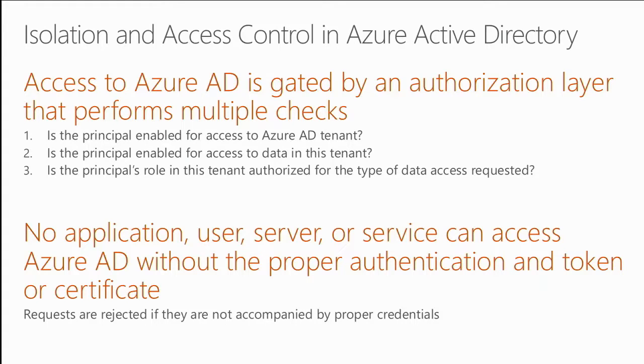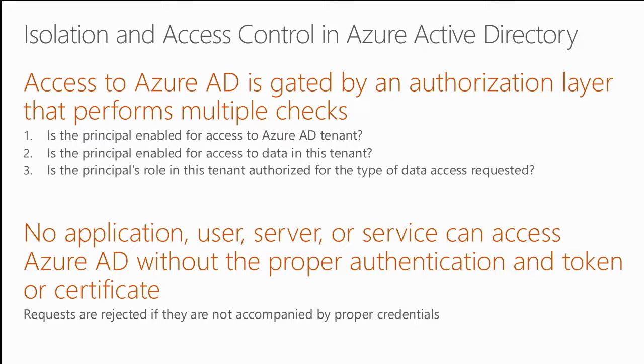Azure has an authorization layer, and it performs 3 basic checks for any request for authentication or any request for any sort of content access inside of any of Office 365. So we're looking to see, is the principal enabled? Is this actually an Azure AD tenant credentials that we're seeing? Is the principal, the credentials that we're seeing, authorized for data access for this particular tenant? And does their role allow them to access this type of data within this tenant as well? So all 3 of those checks have to pass before Azure AD will do any kind of authentication or authorization.